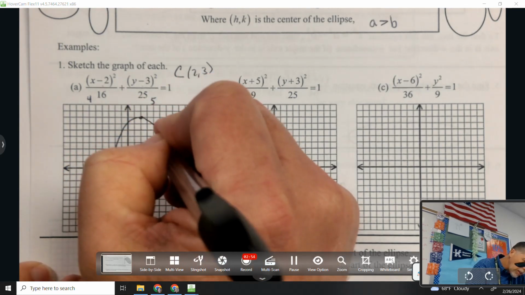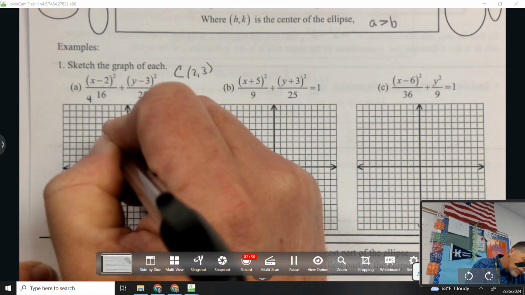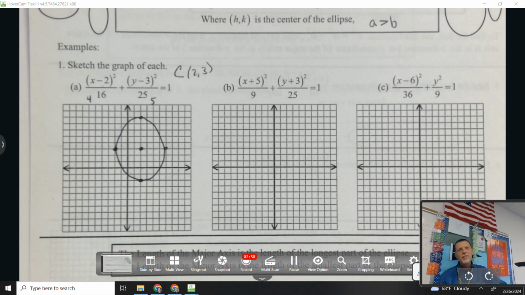And then, again, draw a nice, symmetrical, well-rounded ellipse. It's not a diamond. It's not connect the dots.